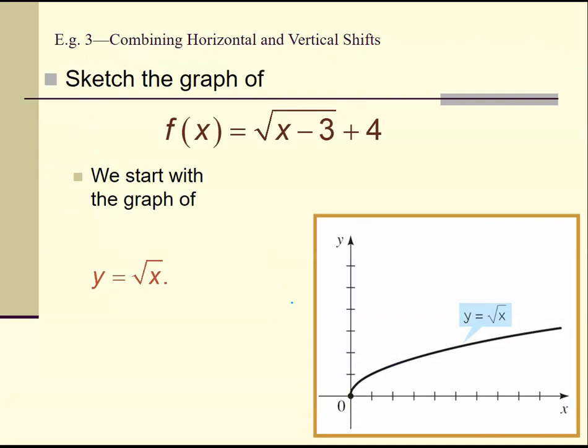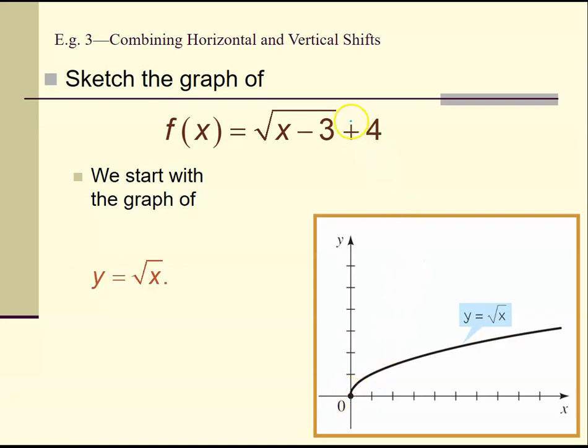Now, sketch the graph of f of x. It's a combination now of the square root of x minus 3 plus 4. But the problem here is, you can start the graph by graphing y is equal to the square root of x. The y square root of x is, this is the graph.